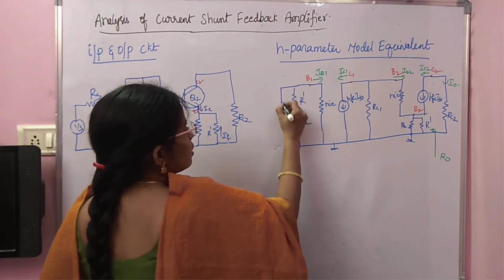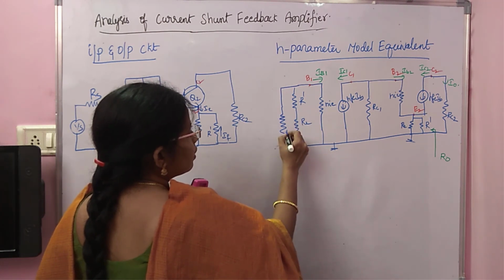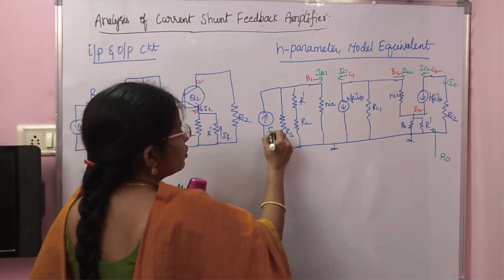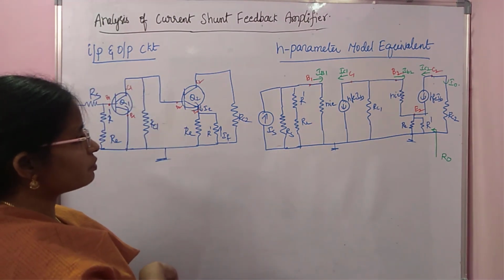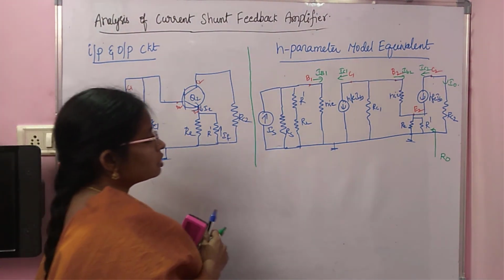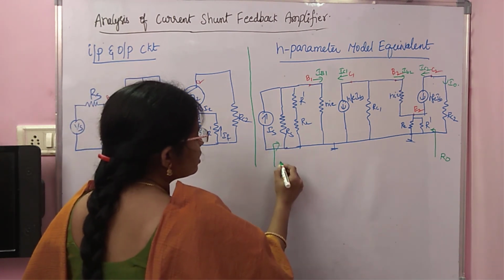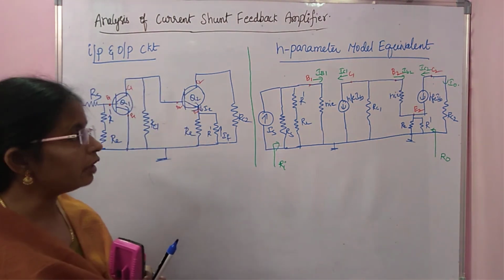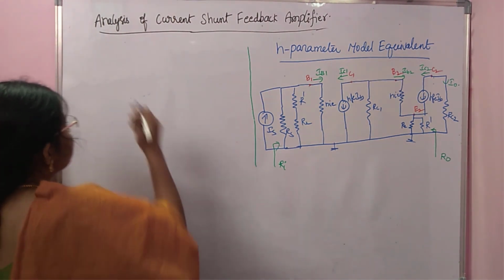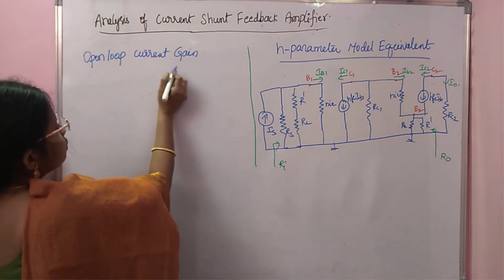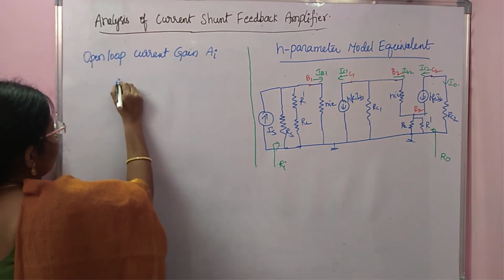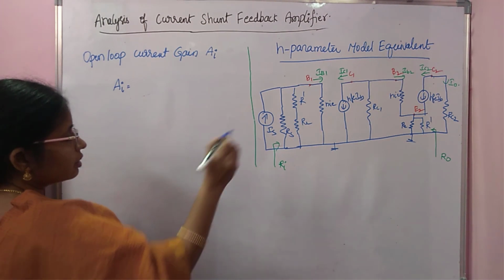We can draw the circuit like this using the source transformation. So this is your total circuit and here is your Ri. Now let me find all the parameters. I'll start with the open loop current gain. The open loop current gain is AI.